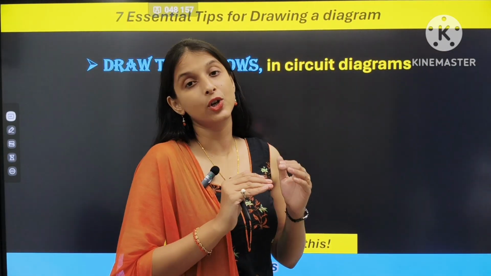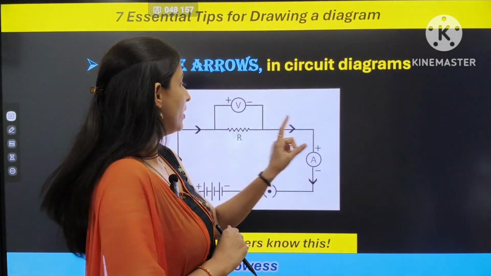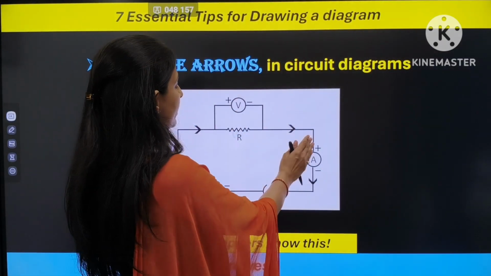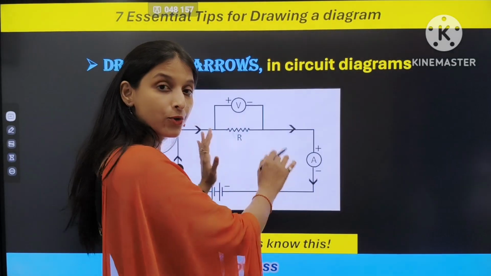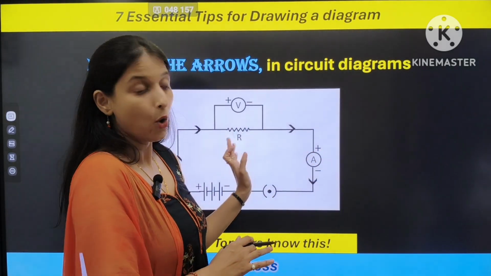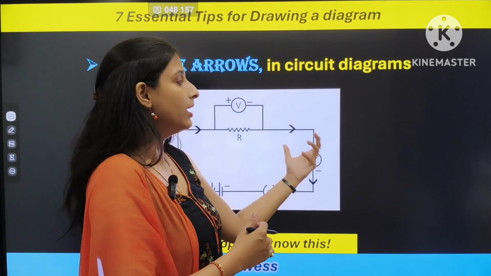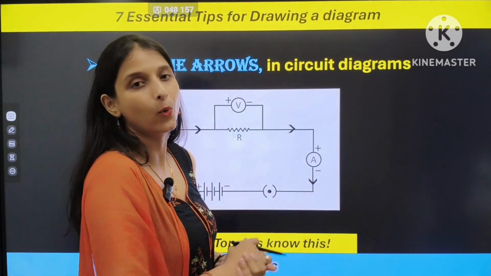Now tip number 6 is for your physics diagrams. Whenever you're drawing your circuit diagrams, you are always supposed to remember drawing the arrows, right? Here you can see this is a circuit diagram. Now these arrows, when you draw them, indicate that the current is flowing through your circuit. Only when the current is going to flow through the circuit will you be getting the readings in your ammeter and all.